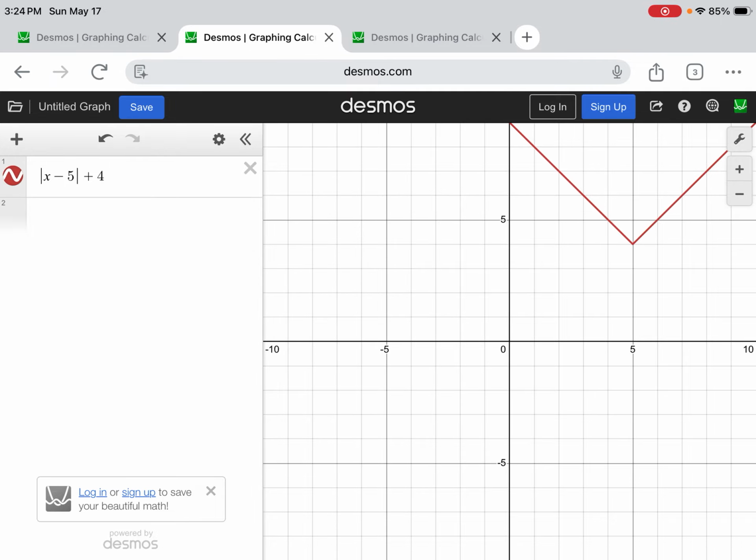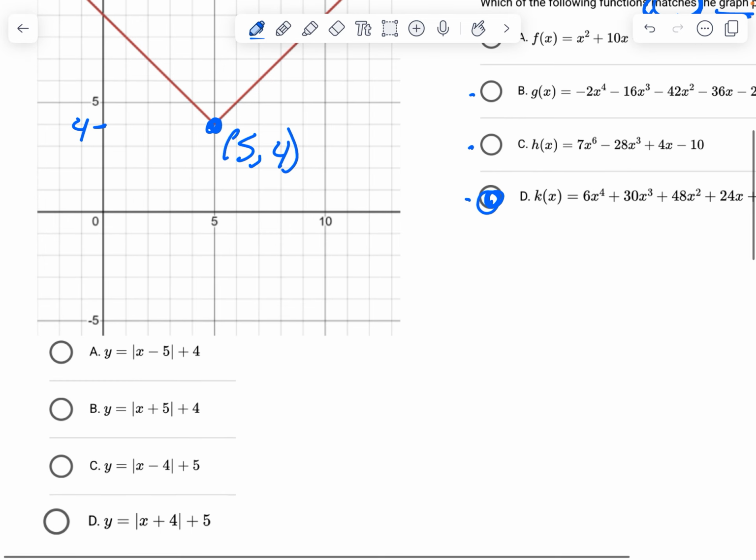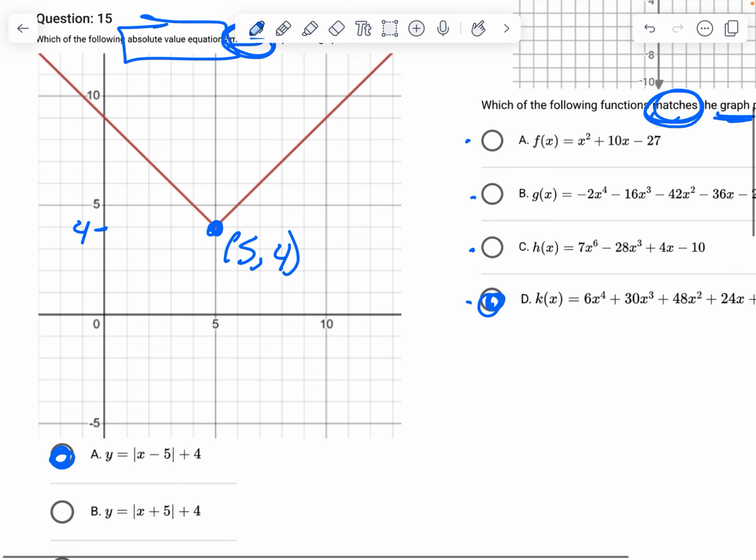The red one was that x minus 5 plus 4. So let's go over there. Which one was the x minus 5 plus 4? That's our A. That's all you got to do. The nice thing about the absolute value ones, wherever the V starts at this bottom point, just see which one has the same vertex. That's all you got to do.